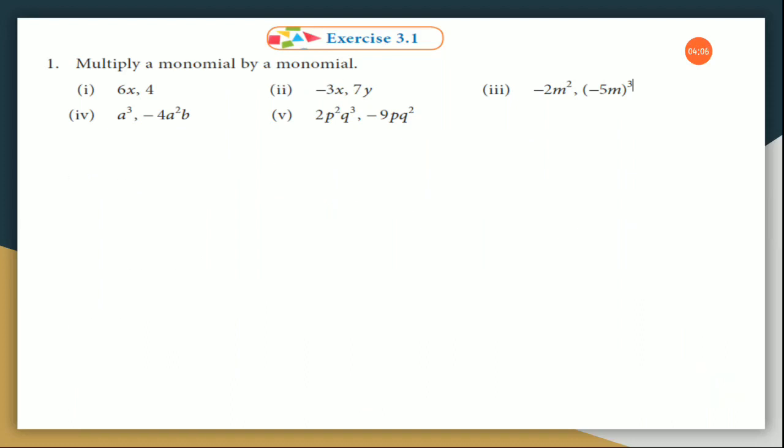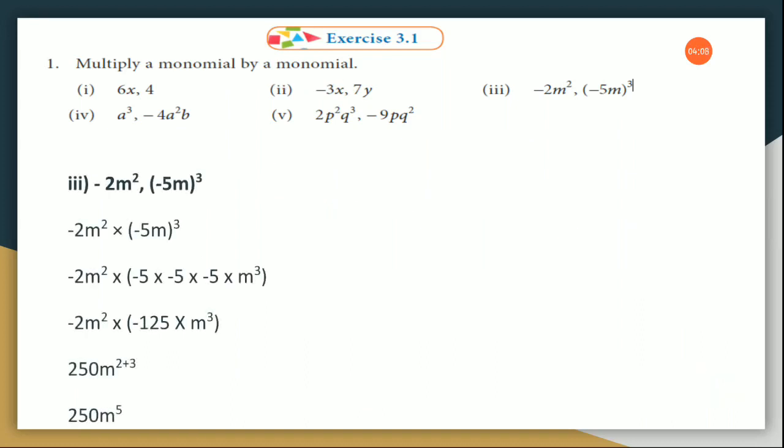First, we are going to multiply both the terms, and once you multiply, what is happening? You are giving this power value of 3 to both minus 5 and m. Okay, so minus 5 is written 3 times and m cube. You can also write m into m into m. Okay, and then minus 2m square into, you are multiplying these 3 fives, and the answer is minus 125.